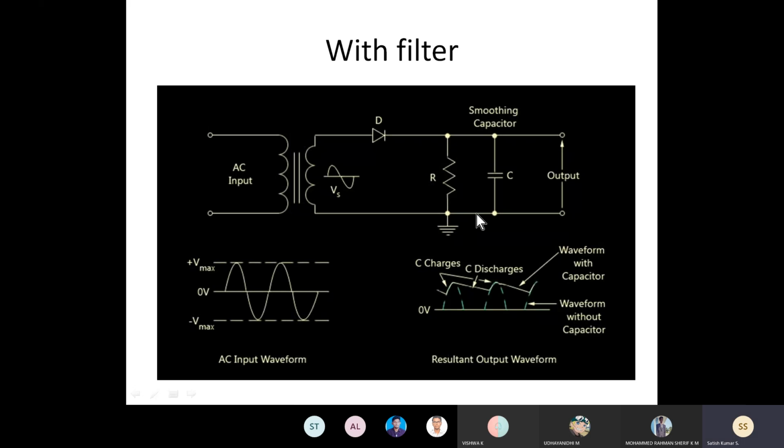For filtering, I am saying capacitors are basic components. Many kinds of capacitors and many kinds of filtering arrangements are there. That is the combination of LC filter, RC filter, RLC filter, pi filter, T filter. There are many varieties, and each variety smoothens your waveform in its own way.